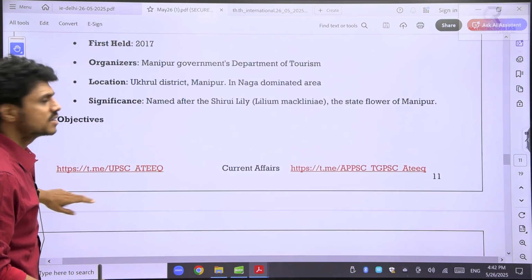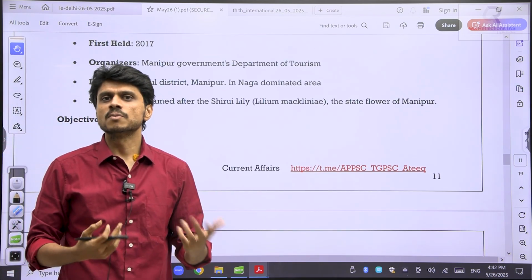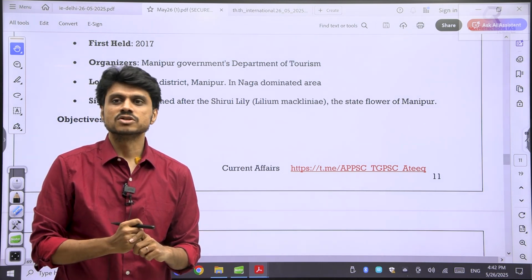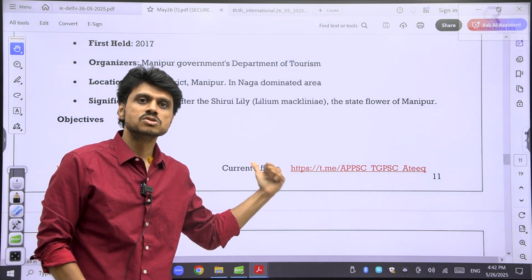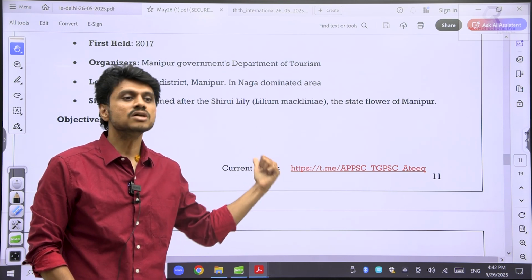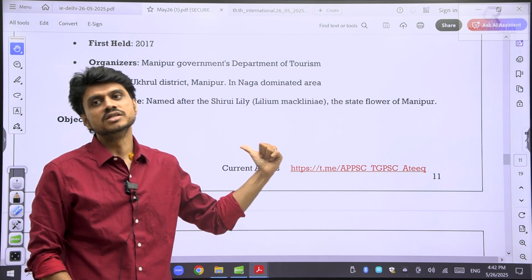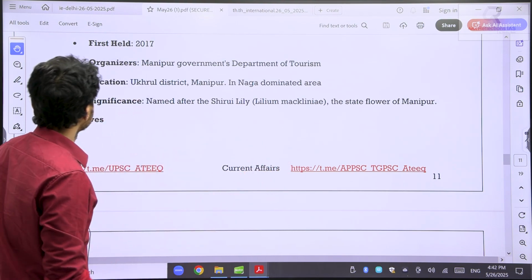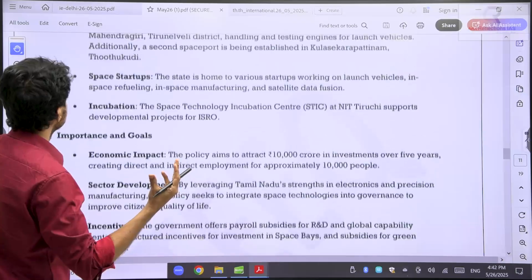Just like in Telangana you have the Bathukamma festival, where they use particular plants and all, the same way they also associate this lily with the goddess, and for them it is religiously and culturally important. So they can ask that kind of prelims-related factual question.